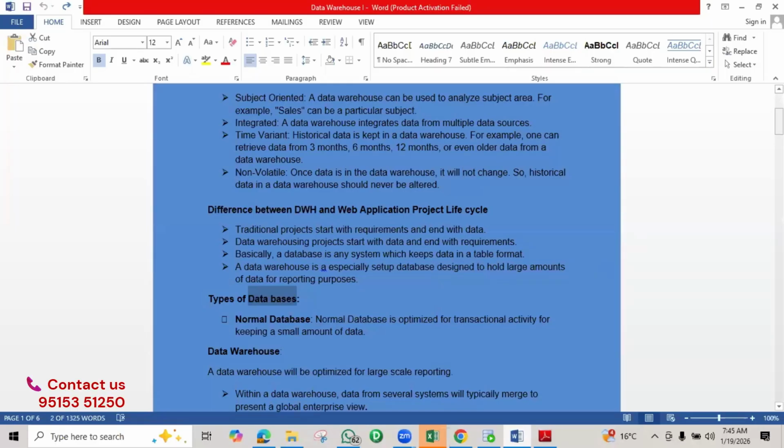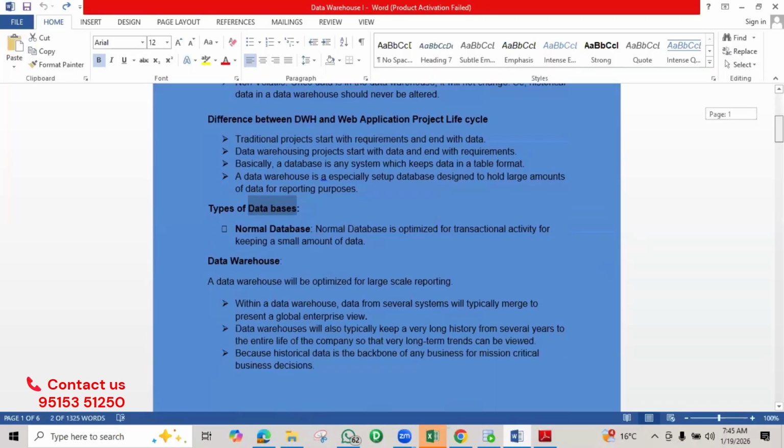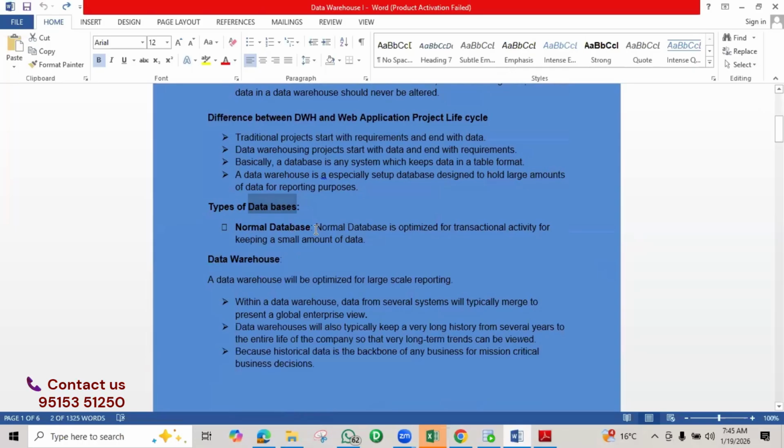Now, technically, this database has been categorized in two different forms. One, normal database, another one, data warehouse. So, guys, what is a normal database? The normal database is nothing but a database optimized for transaction activity, for keeping a small amount of data. Okay. So, what does it mean? Let's understand in normal language.